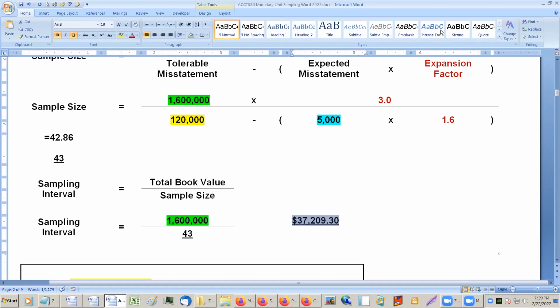And the second one would be whatever it is. 74,418.60 or something.